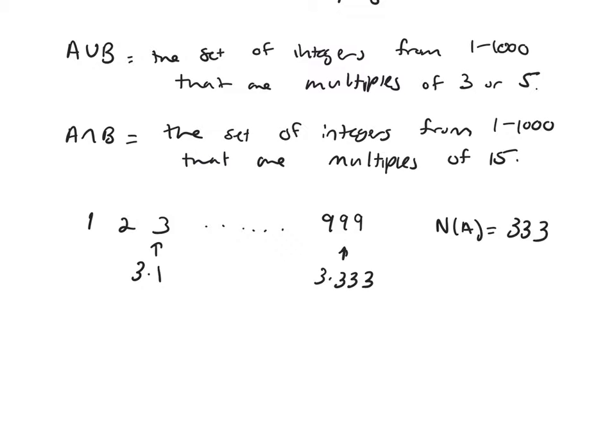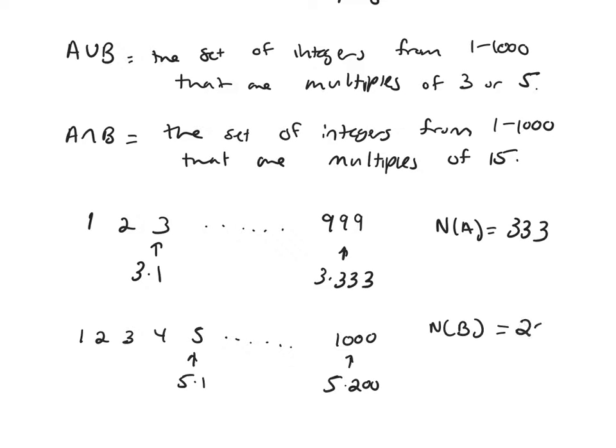Now let's count the multiples of 5. The first multiple of 5 is 5. And the last multiple of 5 is 1,000. It's 5 times 200. So the number of elements in the set B is 200.